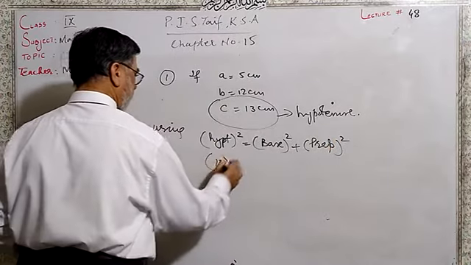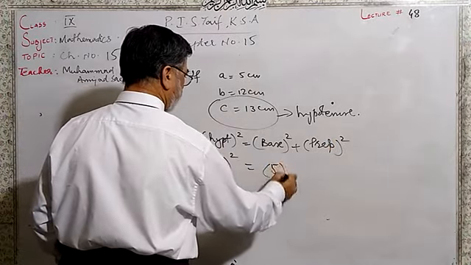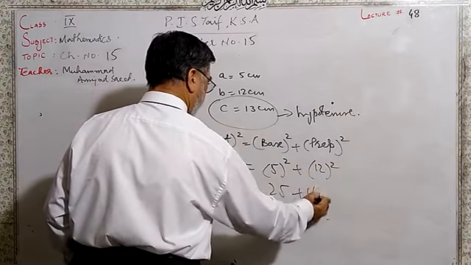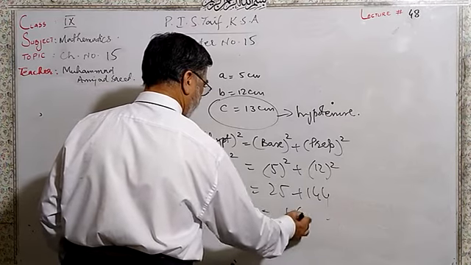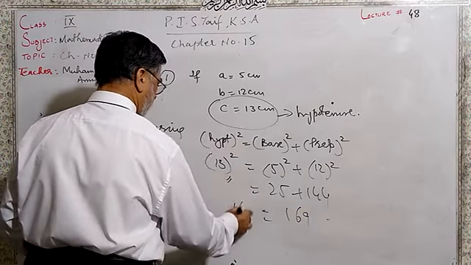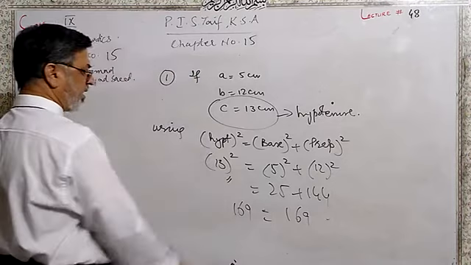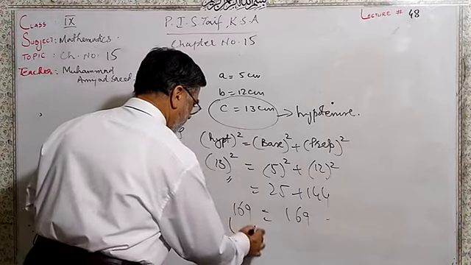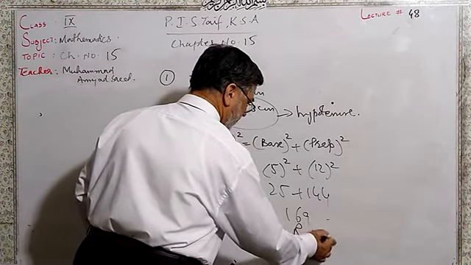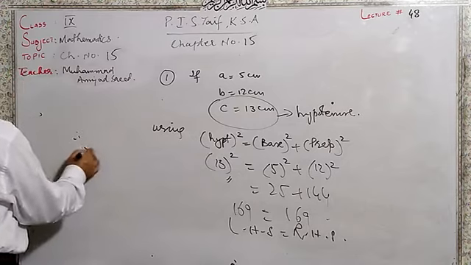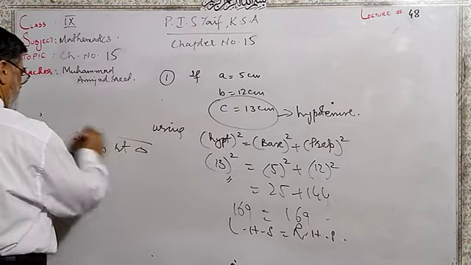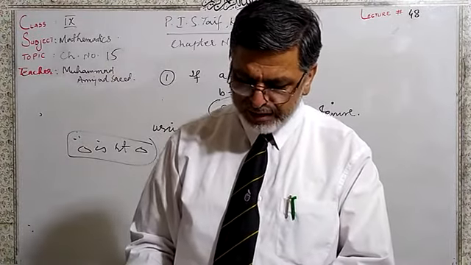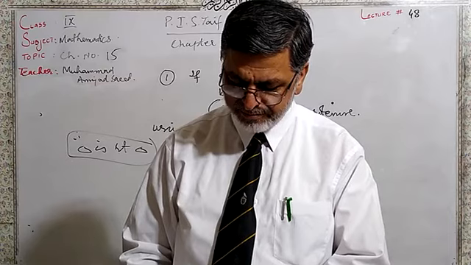Here is 13 square, base square is 5 square suppose, perpendicular is 12 square. 25 plus 144, that will be 169. 13 square is 169. So left hand side is equal to right hand side. Dear student, therefore the triangle is a right triangle. This is correct. Similarly, you can do part number 4.